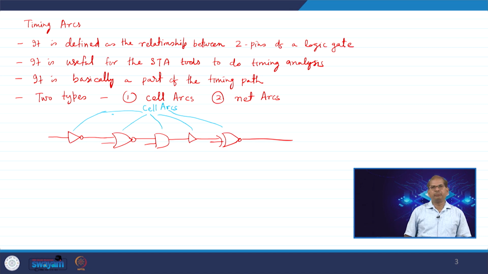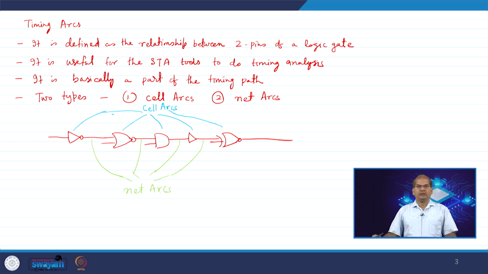And we have nets, meaning interconnect or a wire. These I can draw in a different color. So, these are my net arcs. We need to consider both the cell arcs and the net arcs in the timing path. So, this is a timing path from input to output, and it consists of some cell arcs and some net arcs. So, this is the basic of your timing arc.